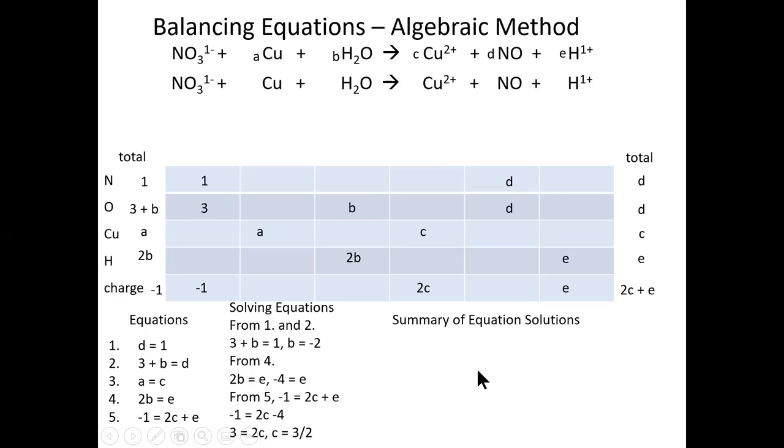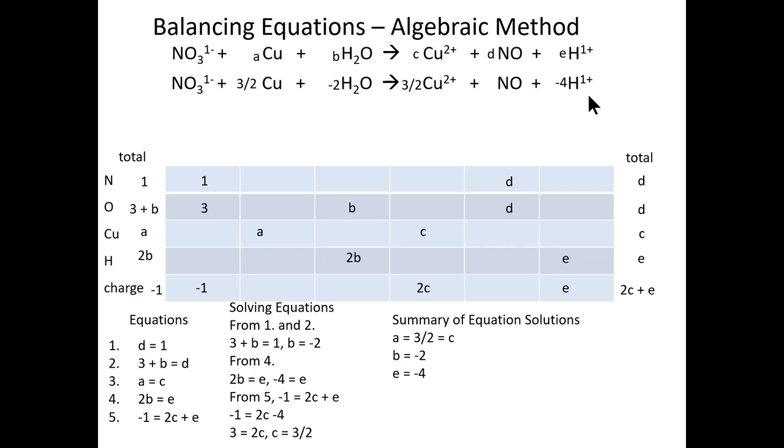So we know that C equals A, because in number 3, A was equal to C, and they're both equal to 3/2. We know that B is equal to -2. We know that E is equal to -4. So now I'm going to start putting the values in where they belong. So E is -4, A is 3/2, C is 3/2, okay? And B is -2.